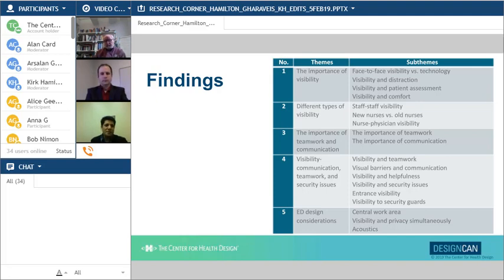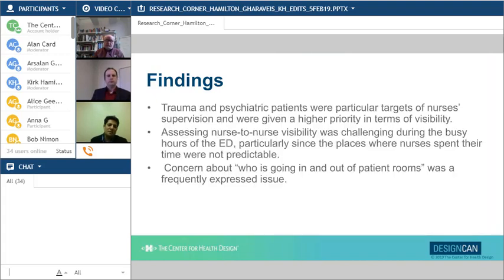The perception of the designers is the same as the perceptions of the nurses in terms of the importance of visibility. So that was the discussion about the interviews. When it comes to the observations, I saw that the trauma and psychotic patients were the major concerns of nurses in terms of supervision and having visibility.